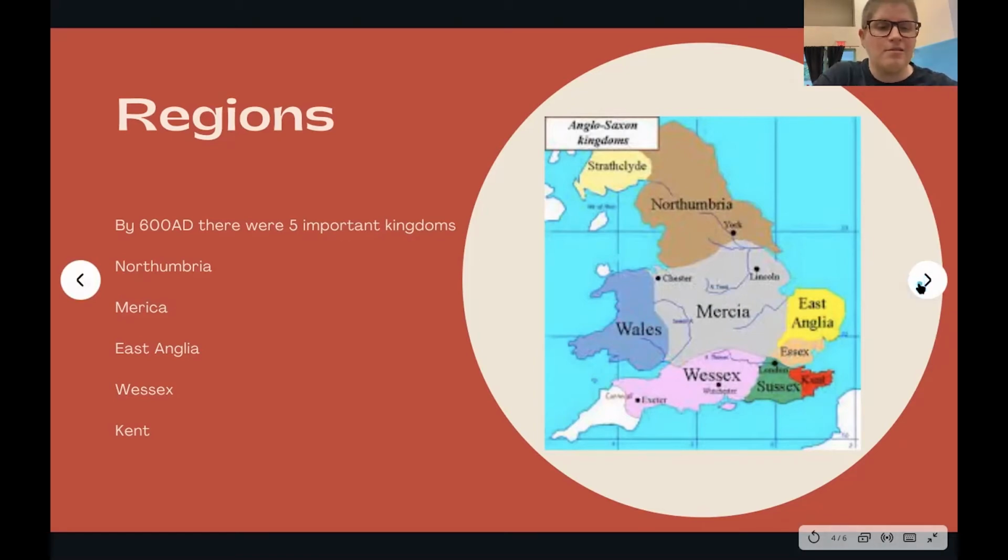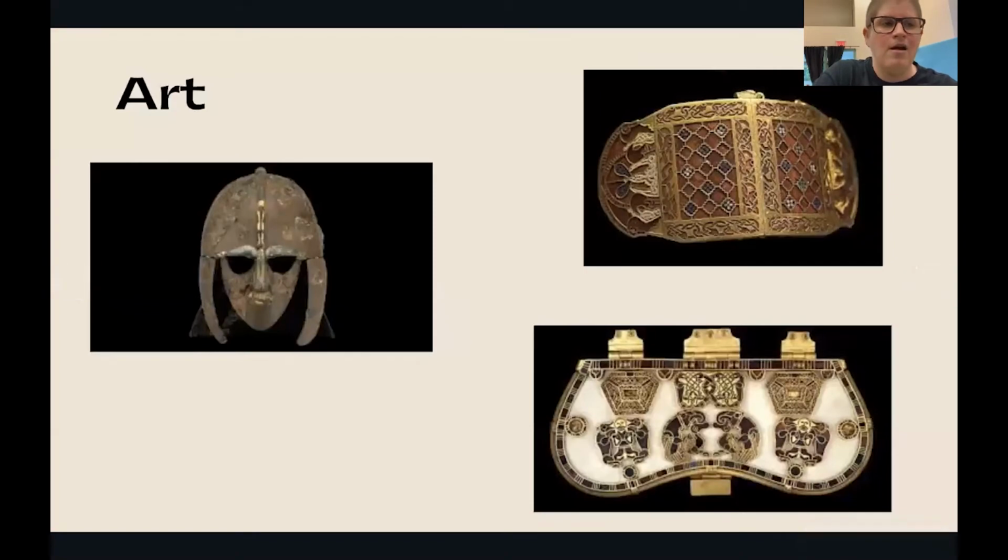So the Anglo-Saxons also have some pretty cool art. They were really good metal and jewelry workers. We have quite a bit. Places like the British Museum have examples of this. This is an ornamental helmet. I don't know if it would have been used actually in warfare or not.